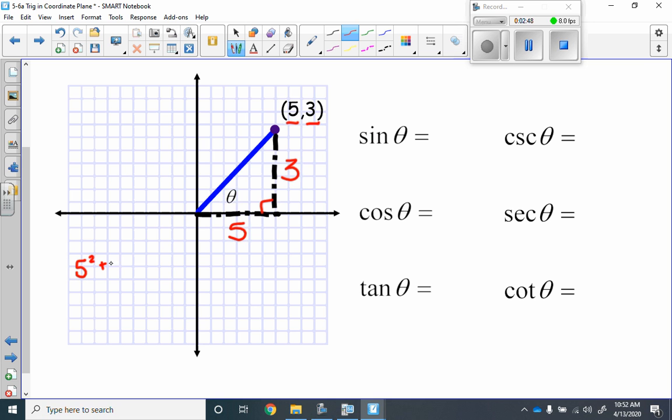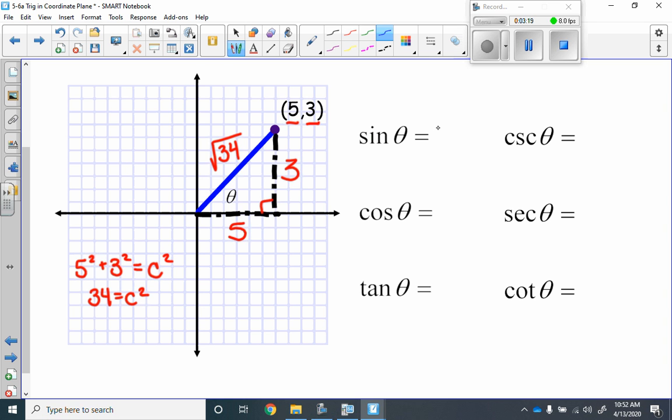Now, if we know that information, we can also find our hypotenuse as well. 5 squared plus 3 squared is going to give us our hypotenuse squared. So 25 plus 9 is going to give us 34. And so 34 is equal to c squared. So that means our hypotenuse here is the square root of 34. And 34 cannot be simplified any further, so we'll just leave it like that.